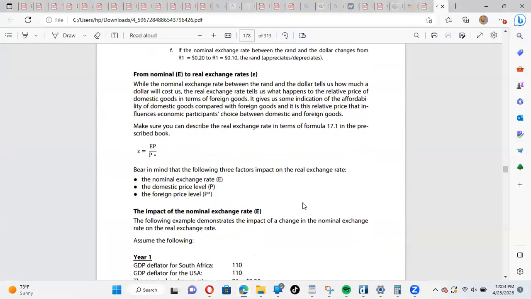All right, so how then do we convert the nominal exchange rate? What we normally get is a nominal exchange rate. So how do we convert the nominal exchange rate to the real exchange rate? This is the formula for that conversion. We are taking the nominal exchange rate as it is, multiplying it by the domestic price level, and then dividing that by the foreign price level, and that's going to give us the real exchange rate. So let's go back to the example and talk about this here.